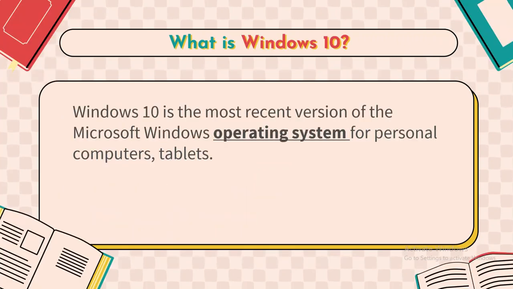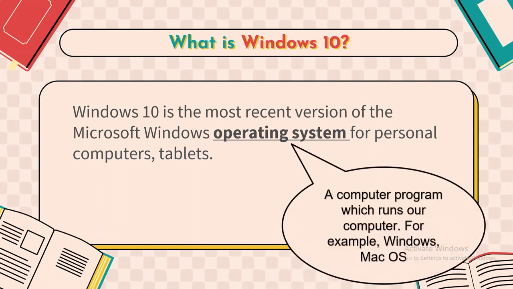What is Windows 10? So Windows 10 is the most recent version of the Microsoft Windows operating system, and it is used in personal computers as well as tablets. Here there is a word operating system. So operating system is a computer program which runs our computer. For example, we have Windows as an operating system and Mac OS as an operating system. Windows is used in PCs, desktops, and most of the laptops, and Mac OS is used in Apple products.